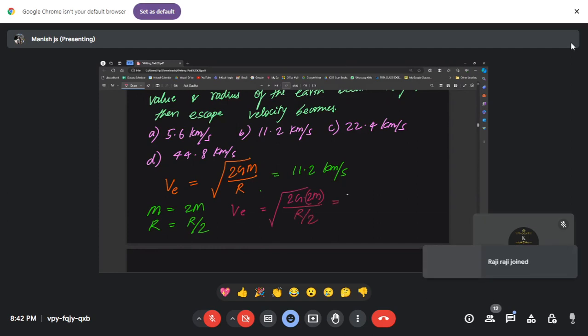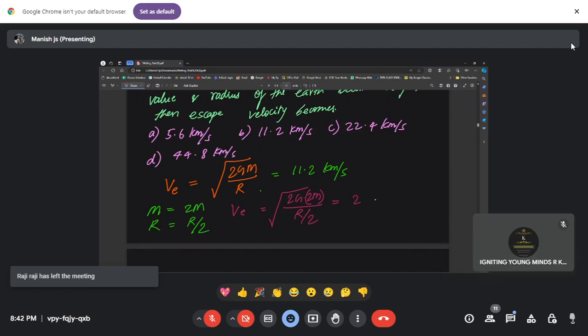Simplify this. So what happens? The 2's are 4, you can bring it out, right? So you will get 2 under root. Again, you will get GM upon r only, right? 2 upon 2 under root 2 GM upon r. So what happens here? It is 2 into, you know that under root 2 GM upon r is nothing but the same escape velocity, which is 11.2. So 2 into 11.2 will give you the answer, which is 22.4. That's all. So the answer is 22.4.